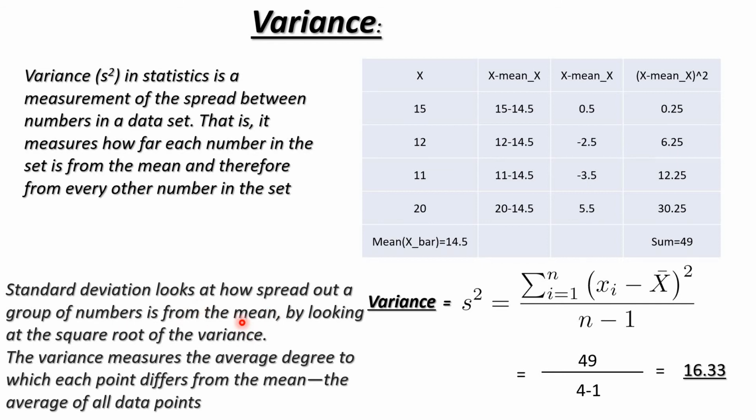Hope this will make sense, guys. The difference between the variance and the standard deviation: both are nearly the same, but there is a little bit of difference. Standard deviation checks how spread out a group of elements, a group of numbers, is from the mean, right? And the variance measures the average degree to which each point differs from the mean, right?